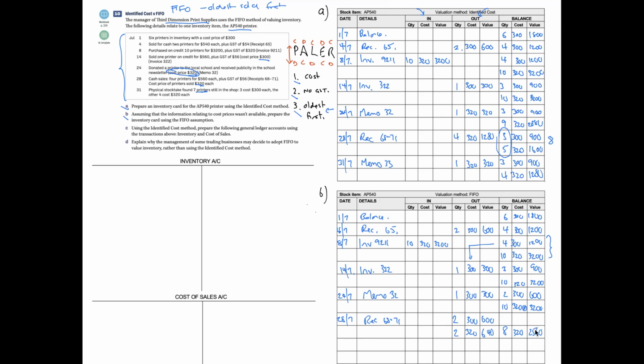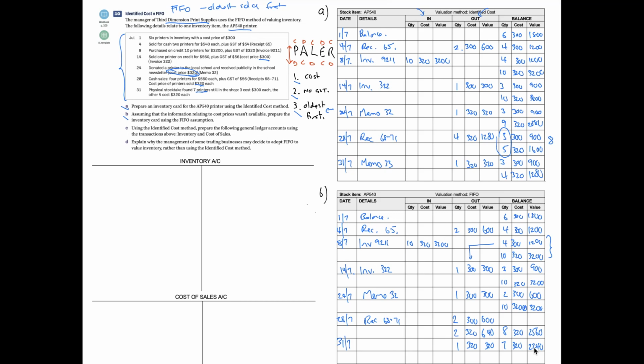We then come to our final transaction. We know we are losing 1. We have 7. We now have 8. The 8 are only the $320 ones. So it must be the $320 one that has been lost, leading us to 7 of the $320 printers left with $22,040 of value. Now, importantly, FIFO inventory losses, the rules, we assume that the oldest goods are lost.